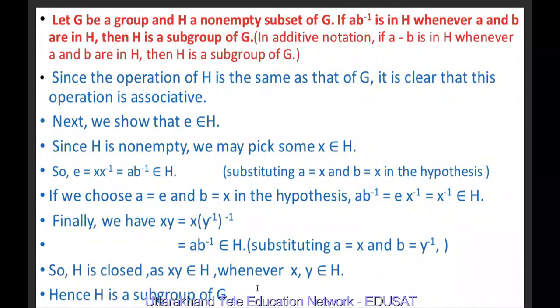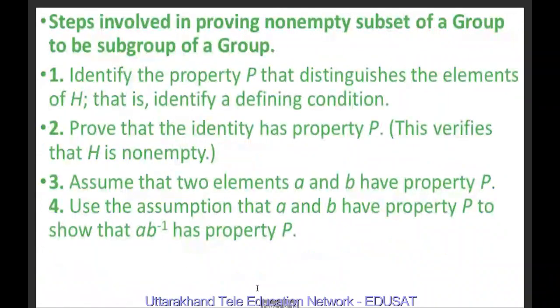So we will use this property in group theory to show that any non-empty subset of a group G is a subgroup of G. Whenever we can prove that AB inverse is in H for A and B in H, then it means that H is a subgroup of G.